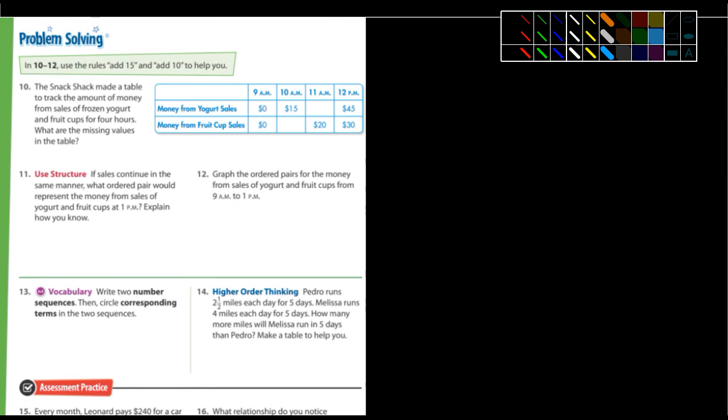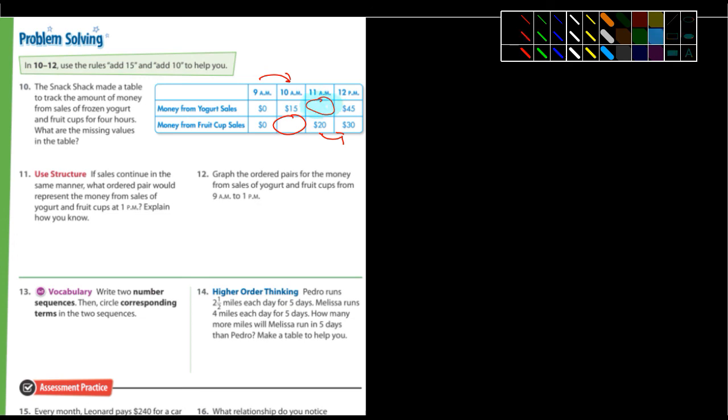Let me see here. Snack shack, frozen yogurt, fruit cups. Okay, so you're going to have to figure out what's missing. Take a look at this here. From 20 to 30, what was added? $10. So what do you think would go right there in the very first entry? And from here to here, what's added? It's 15. And so what do you think would go right here? Yeah, you guys could do that.